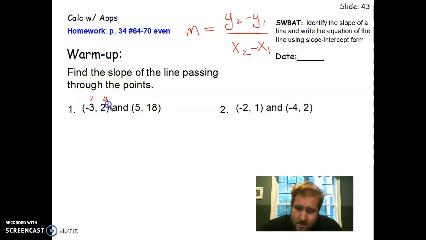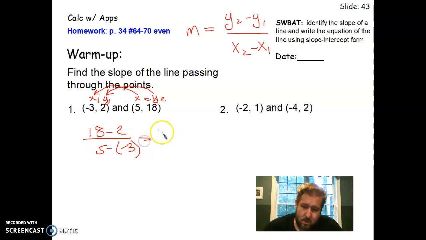So this is an x and this is a y, and this is also an x and a y, and I'm going to call these two the first point and these two the second point. All right, so now all I got to do is really just plug it in. So we have y2 minus y1 over x2 minus x1. So that leaves us with 18 minus 2 over 5 minus negative 3.